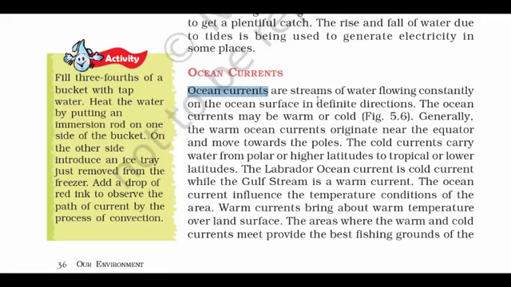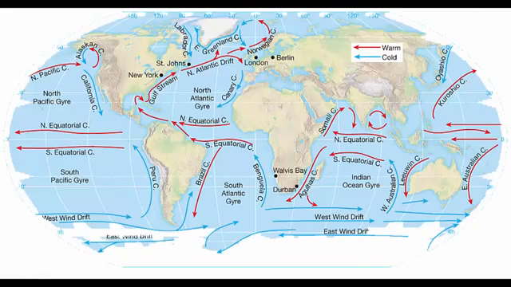Coming to ocean currents. Ocean currents are streams of water flowing constantly on the ocean surface in a definite direction. So again, they have a pattern. They move in a definite direction. The ocean currents are of two types. One is the warm ocean current and the other is the cold ocean current. If you look at this picture, the red arrows indicate warm ocean current and the blue indicates cold ocean current. The warm ocean current generally originates at the equator because the sun rays fall directly on the equator and that area is usually warmer than the others.